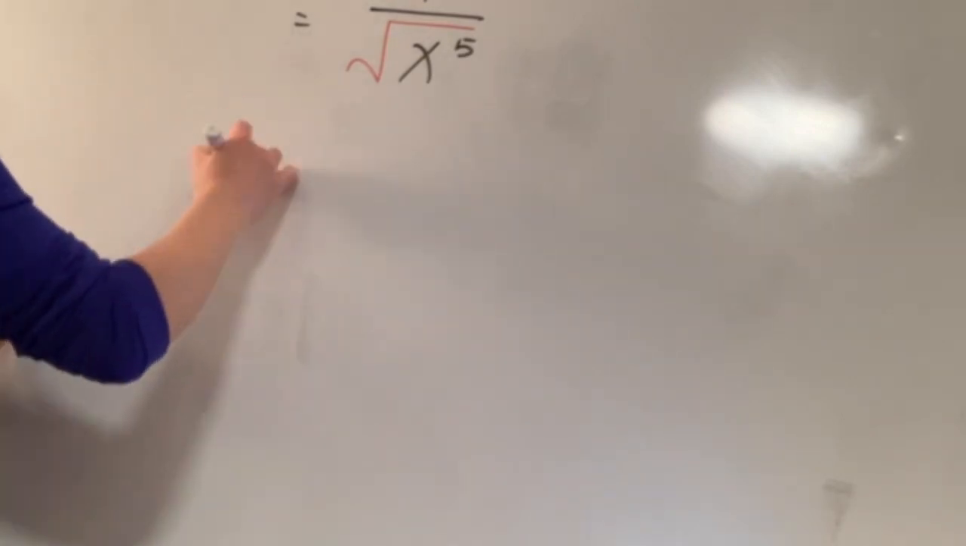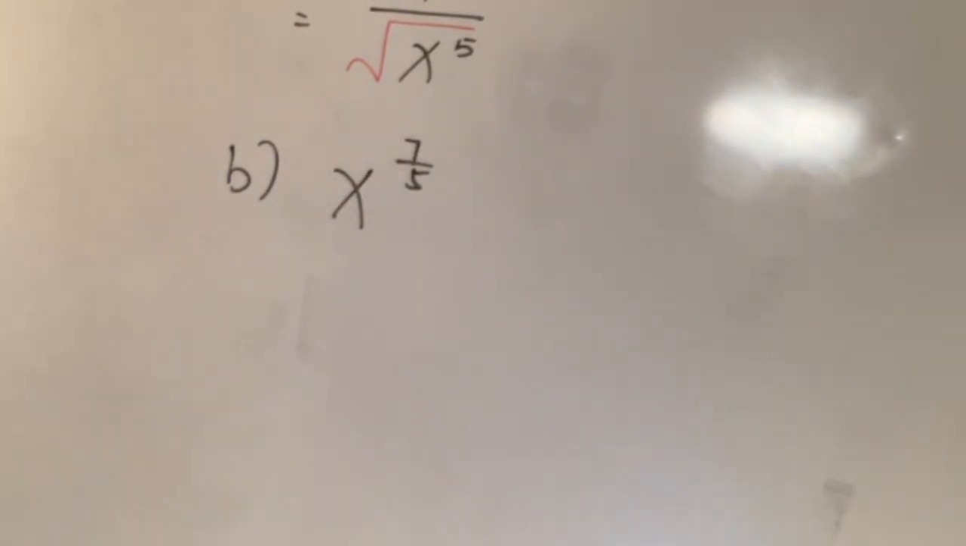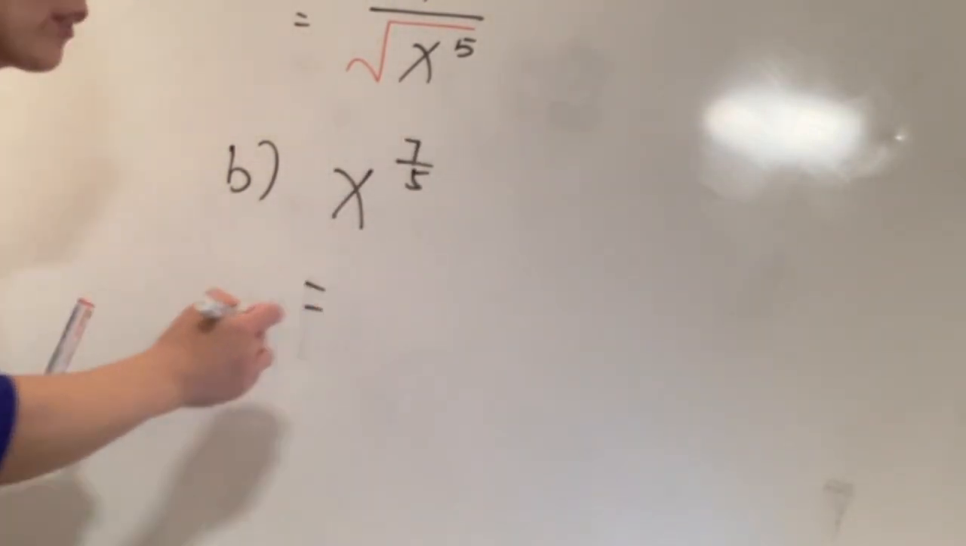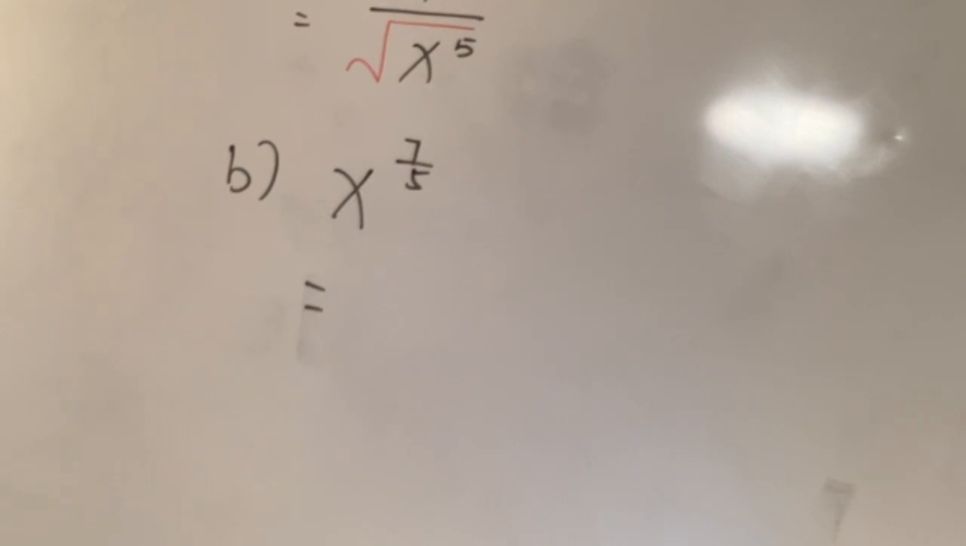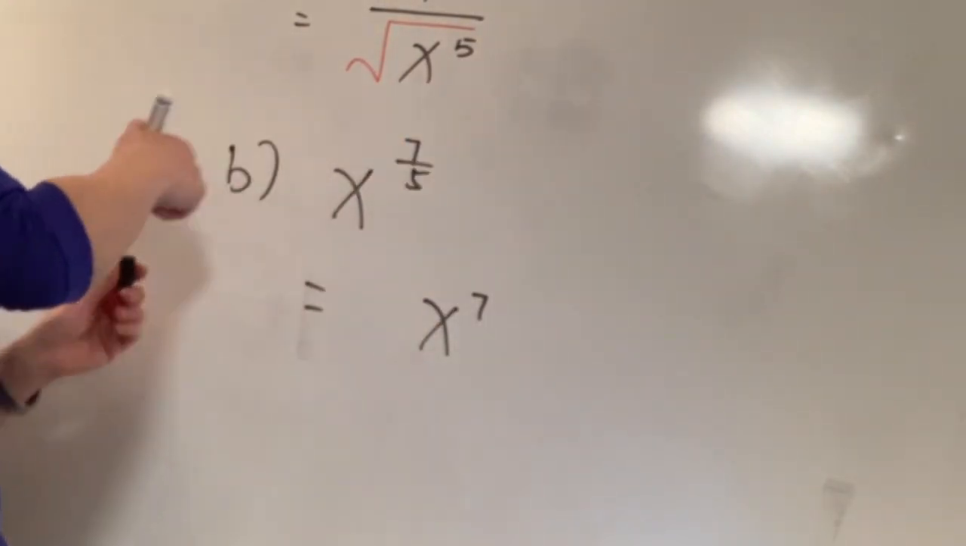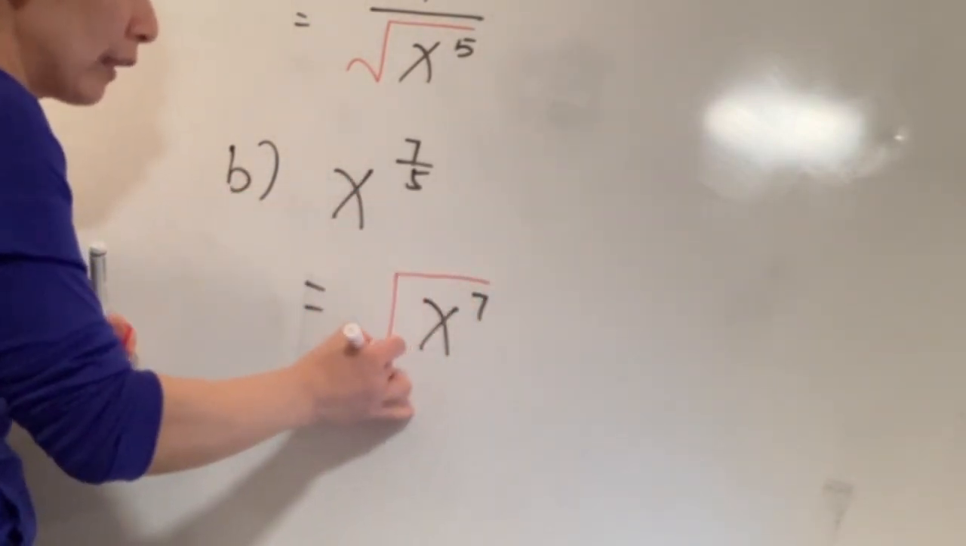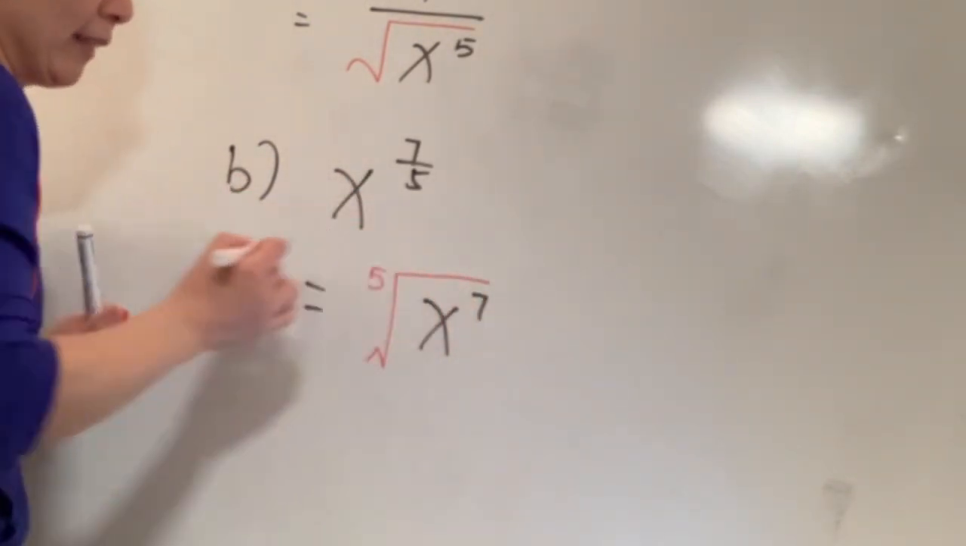Right, use the same idea for the next one. So you have x to the power of 7 on 5. So who is the one that is going to stay with the x? 7. Good. So you write x to the power of 7, and the 5 is the one that goes outside. So I'm going to put the root. Because it's not 2, that means you need to write that number out in here.